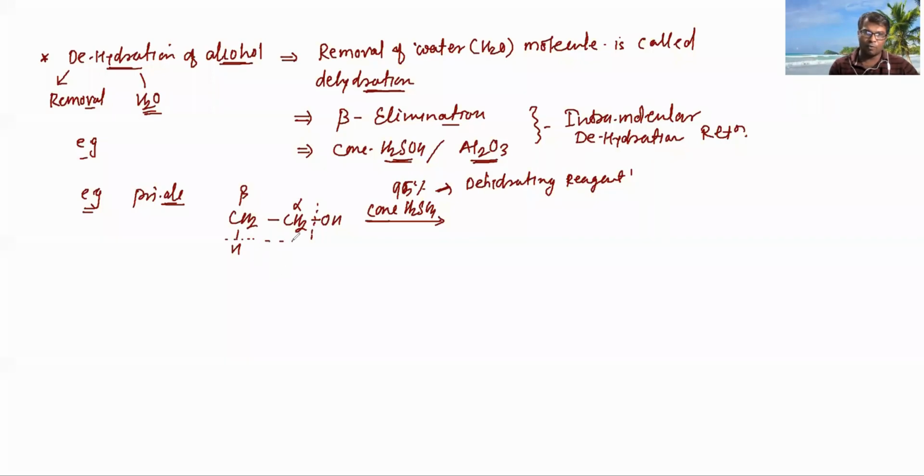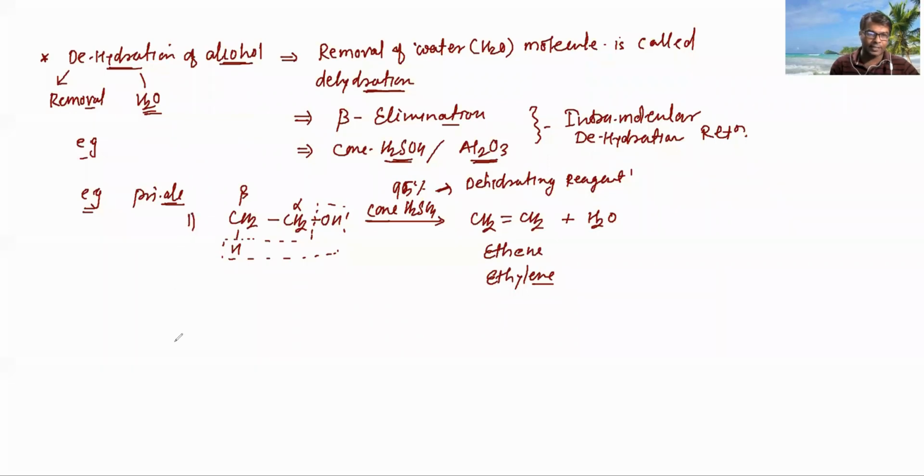Now the removal of a water molecule is called dehydration. Here the H and OH are removed and we get CH2=CH2, ethene, a two carbon compound, or in common name ethylene. Here the byproduct is water.